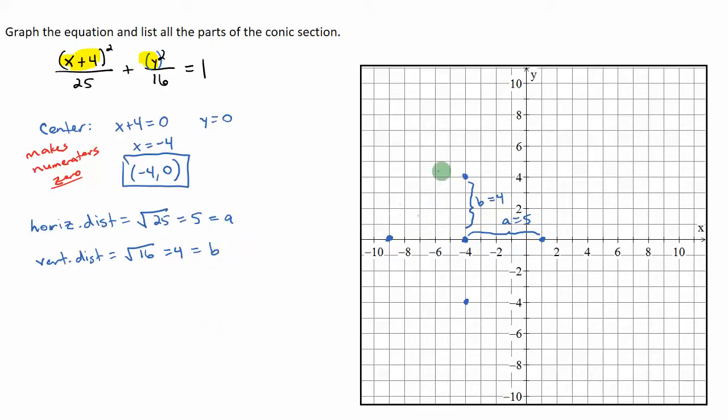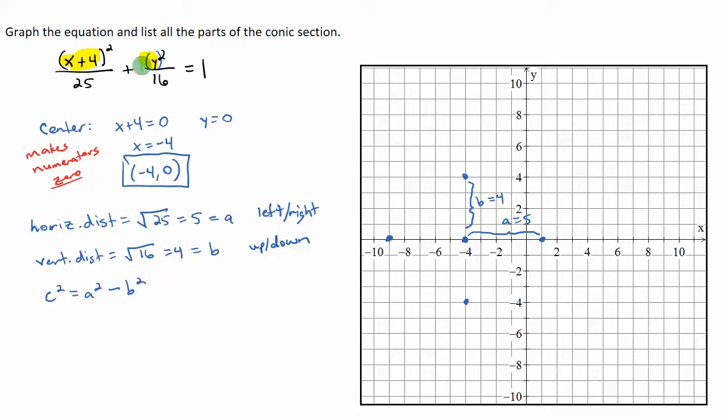Alright? And so once I have those, I can find my C distance. Of course, my horizontal distance is measured left and right, and my vertical distance is measured up and down. And A and C are always measured the same way. They're always on the major axis. So C will be measured left and right, just like A is. So C squared equals A squared minus B squared for an ellipse.